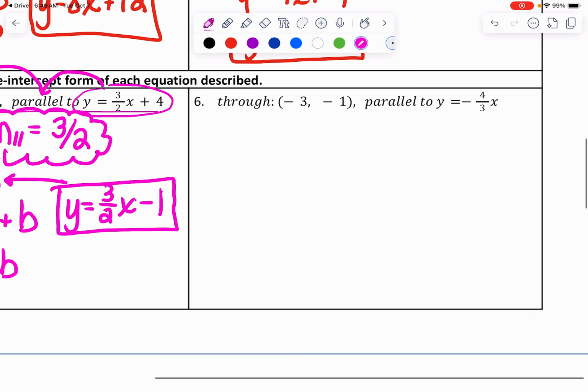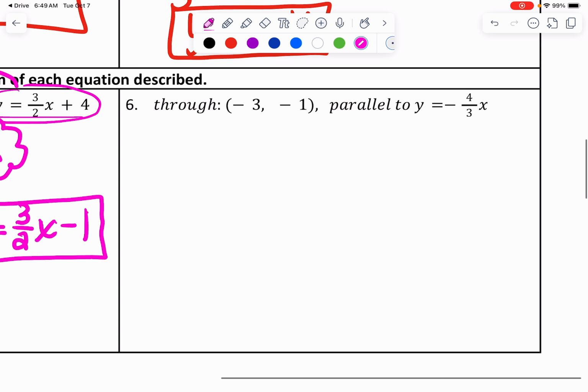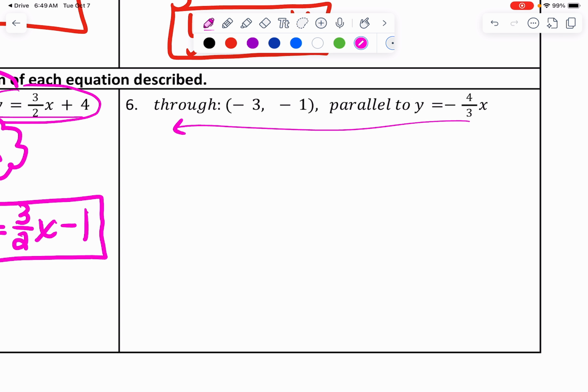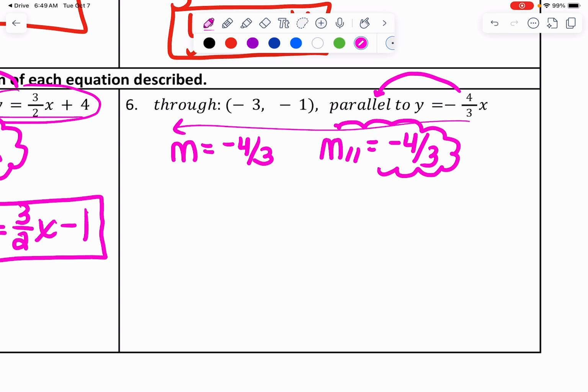Okay, let's try another one like this. Same idea. We're going to read this way. So we're going to start off with finding the slope of that line. So the slope of this line would be just what's sitting in front of x. So it would be -4/3. And so then what we're going to do is we're going to read what equation we're writing. So we're writing it parallel to. That means the slope from yesterday. Parallel to means it's the same. So this is going to be the slope I am using.